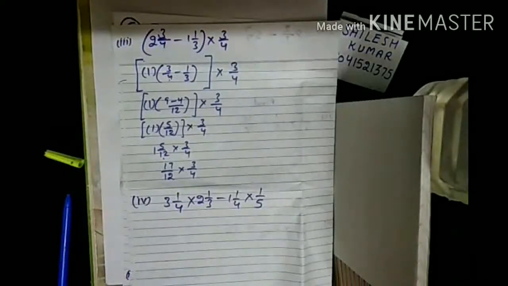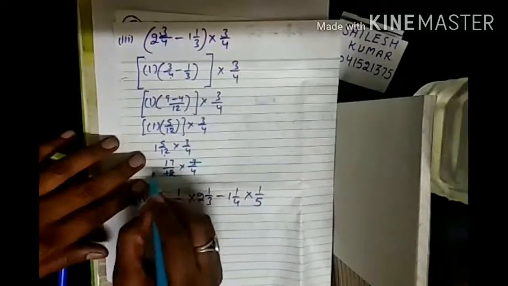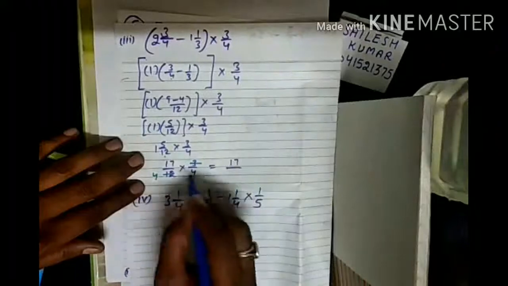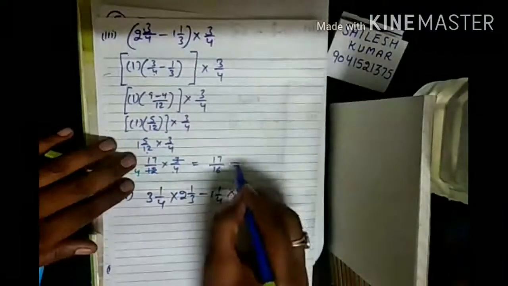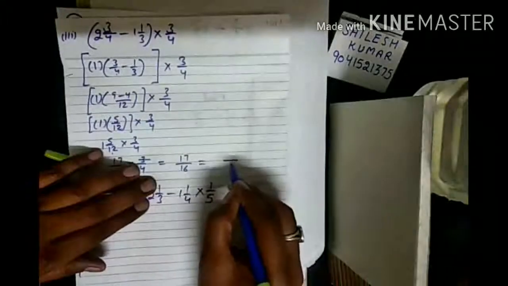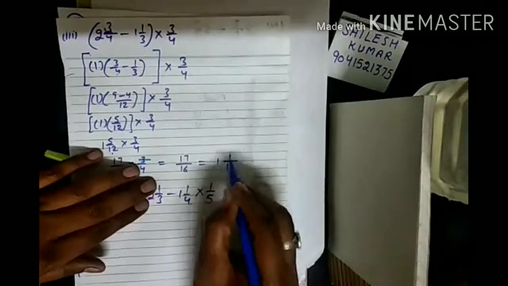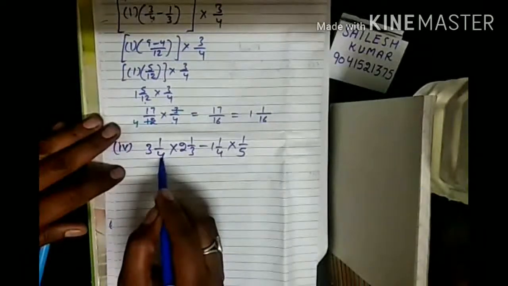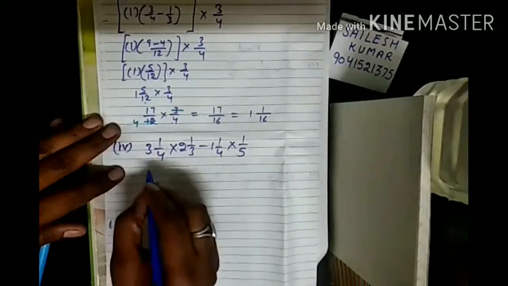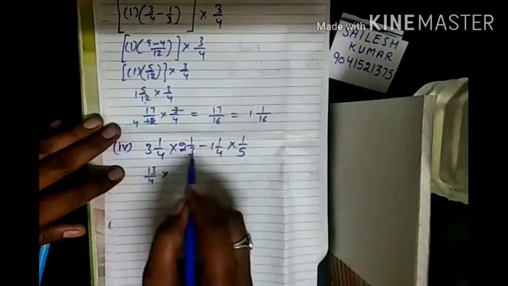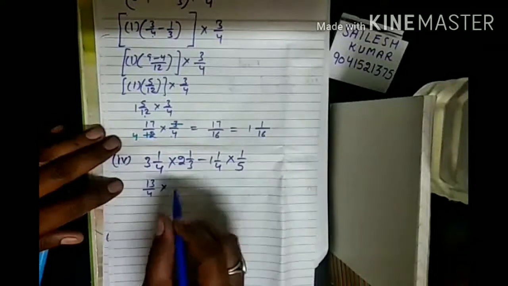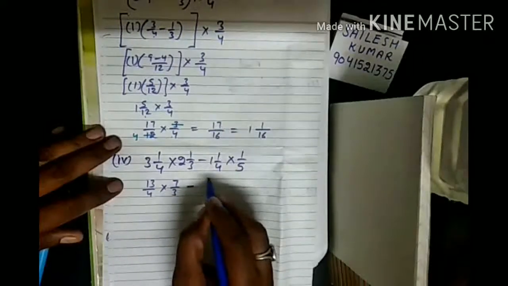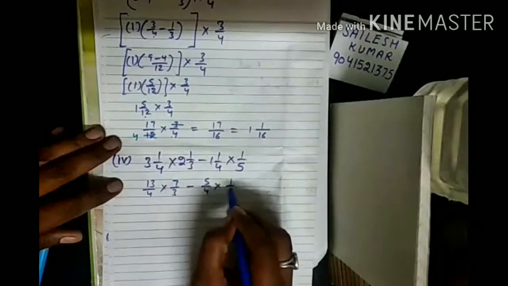So 3 fours are 12. Now 17 over 4, multiply 4 is 16. This is the improper fraction. Therefore, we will convert this into a mixed fraction. Now here 4 multiply 3 is 12, 12 plus 1 is 13. 13 by 4. 2 multiply 3 is 6, 6 plus 1 is 7. 7 by 3, minus. 4 multiply 1 is 4, 4 plus 1 is 5. 5 by 4. Multiply 1 by 5.